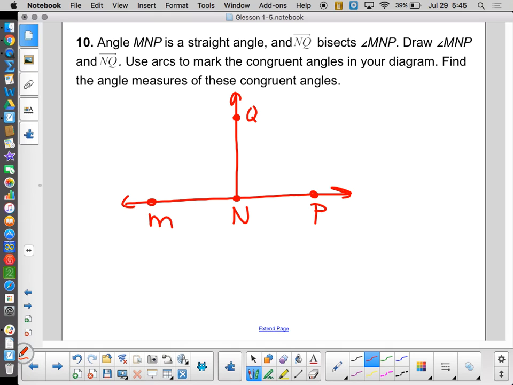Use arcs to mark the congruent angles. So if this is a bisector, that means that this is congruent to that. But MNP is a straight angle, which means it measures what? Yeah, 180. And if it's split equally, each of these is actually 90, meaning these are both right angles. So if a straight angle is bisected, I get 2 right angles. Oh, that's kind of nice. There's my picture.